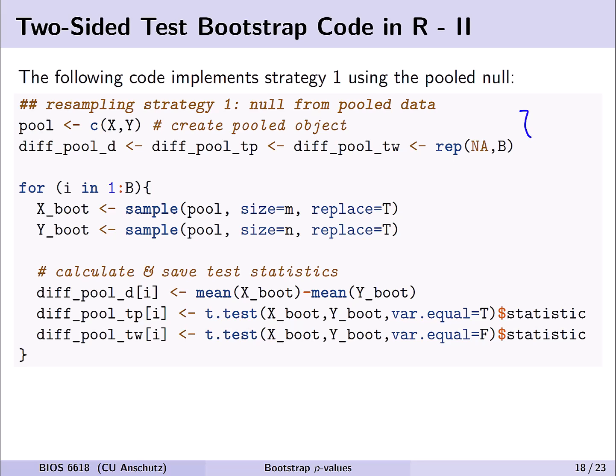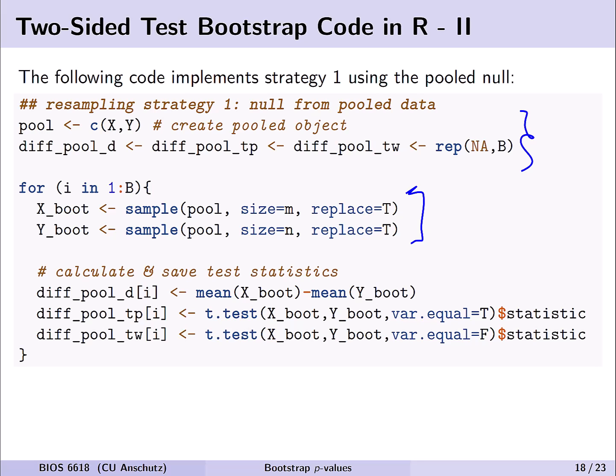So here in this strategy at the very top of our slide, we see that we're going to create a new vector combining x and y. We'll then also generate objects to save our resulting calculations in across all of our iterations or bootstrap samples. We then see down in the code that we're going to implement this for loop. And the first thing we're going to do is resample with replacement from the pooled data set of size m and n. So remember, because it's pooled, the same person's data can actually appear in both x and y.